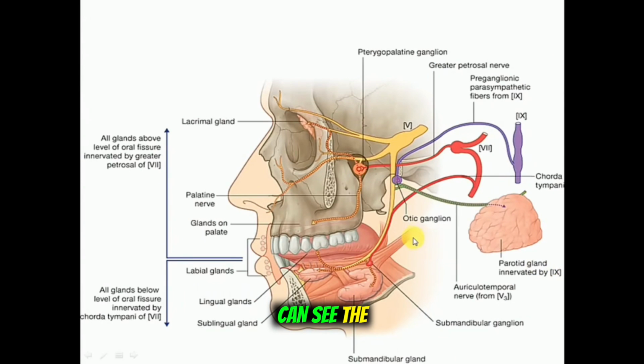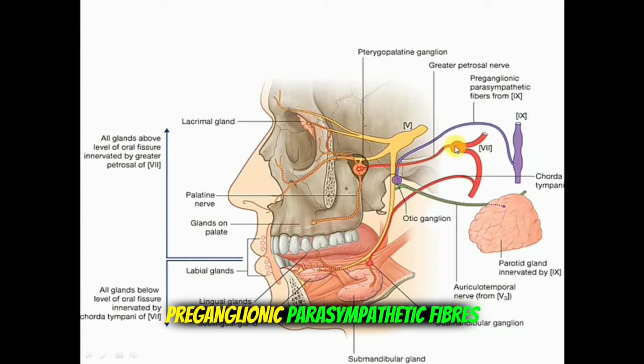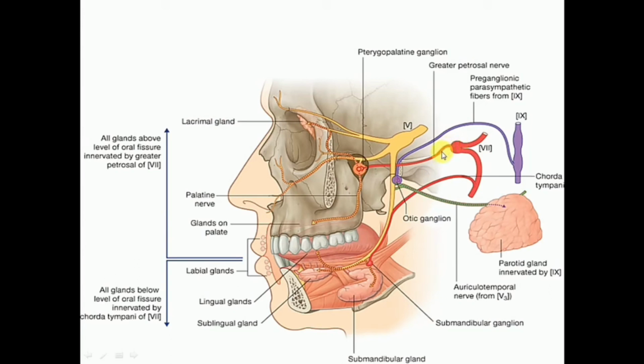So here we can see the greater petrosal nerve, which is a branch of the facial nerve. It is carrying preganglionic parasympathetic fibers arising from the lacrimatory nucleus. The greater petrosal nerve is carrying parasympathetic fibers. It is joined by another nerve, that is deep petrosal nerve, which is a sympathetic nerve. The two nerves eventually form the vidian nerve, or the nerve of the pterygoid canal.